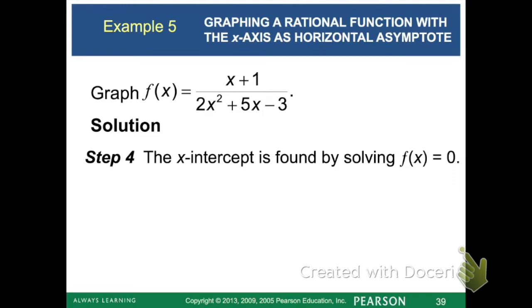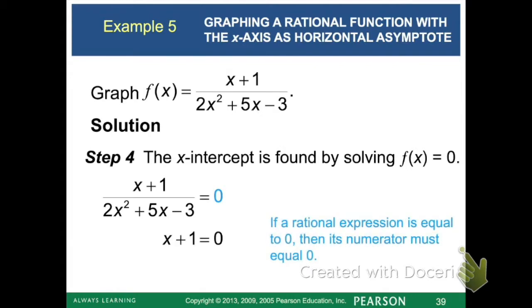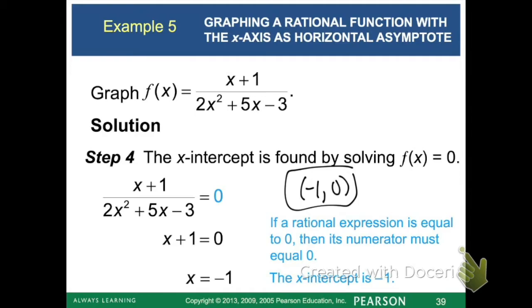Next, we're going to find our x-intercept by setting our function equal to 0. Again, since our denominator can't equal 0, this is essentially saying what makes our numerator 0. So we're going to set x plus 1 equal to 0 and solve. We get an x-intercept of -1. Make sure you write that as a point.